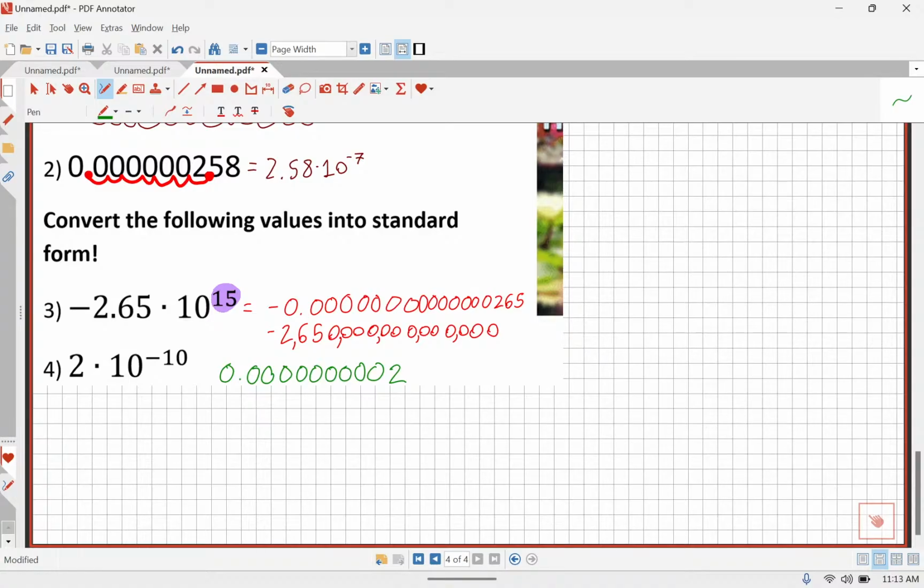All right, let's see here, guys. Can I get a little help? Beatrice, what's our first essential question today? Yeah, how can we use power rules to multiply and divide values in scientific notation?